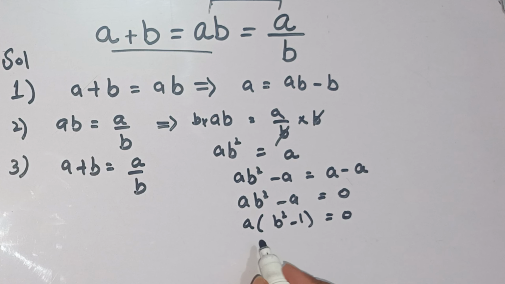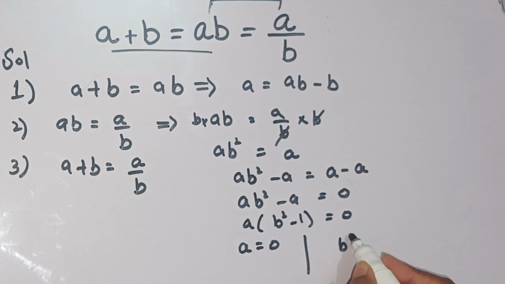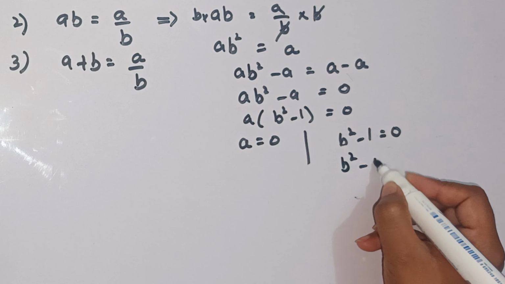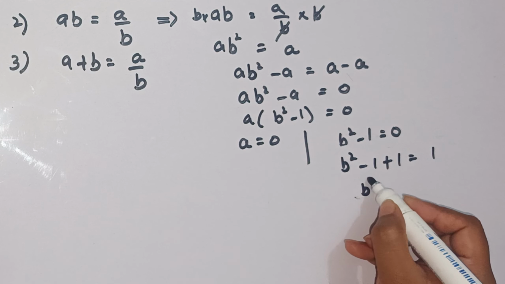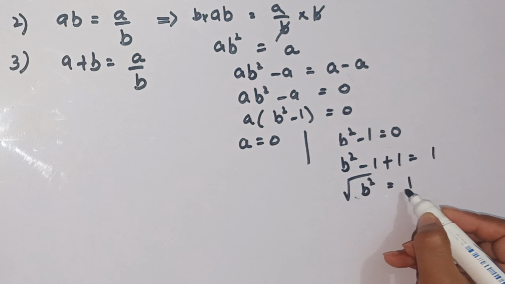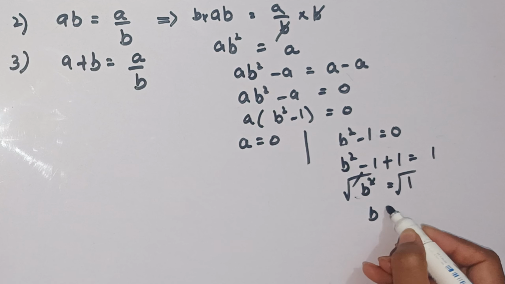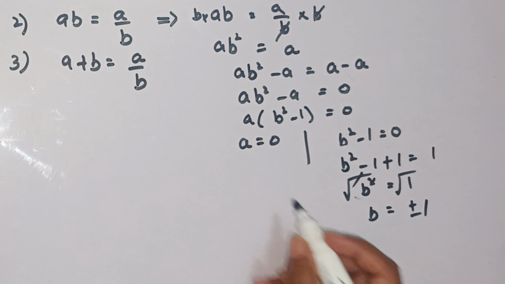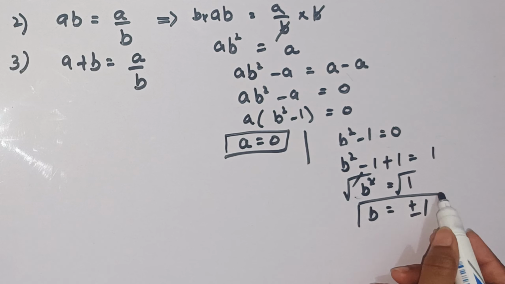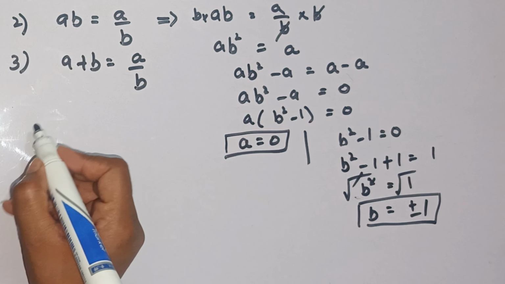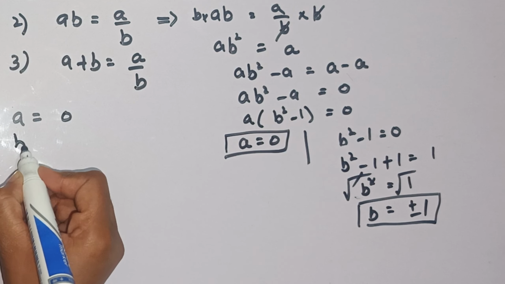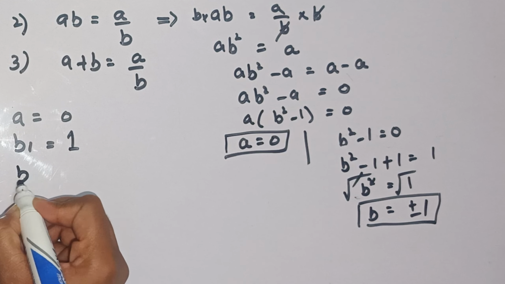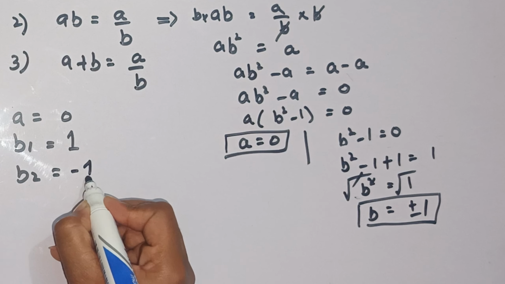Now here we use the zero product identity. According to this identity, we can write a is equal to 0 or b square minus 1 is equal to 0. Add 1 on both sides. So we have b square is equal to 1. Taking the square root on both sides, b is equal to positive or negative 1. So we have a is equal to 0, b1 is equal to 1, and b2 is equal to negative 1.